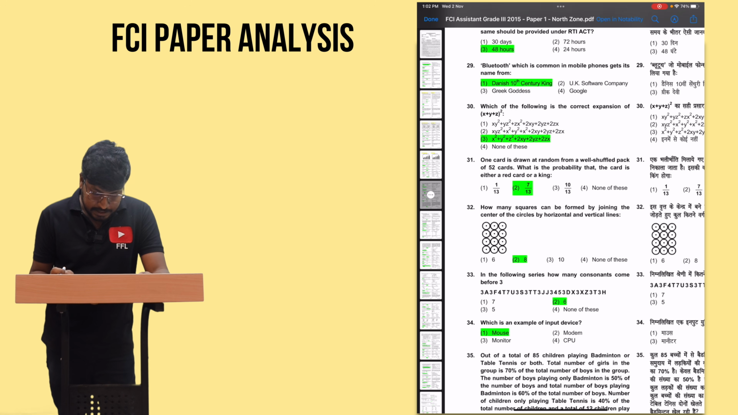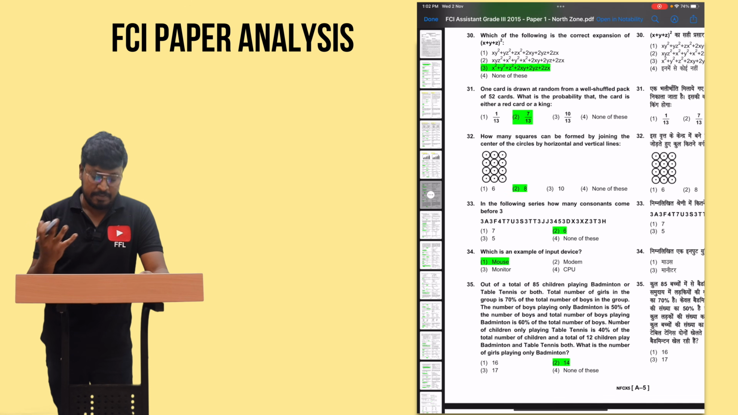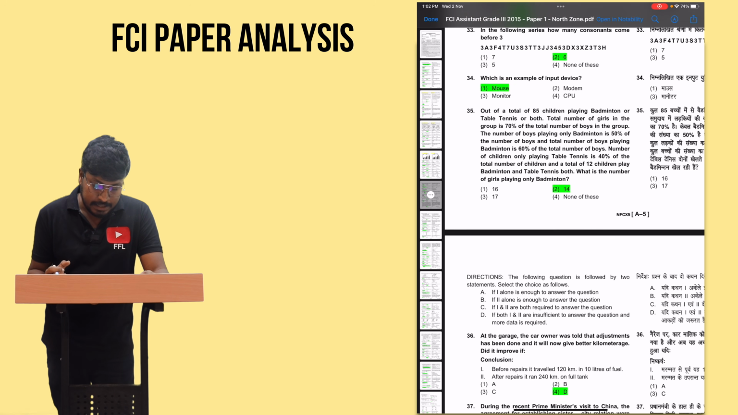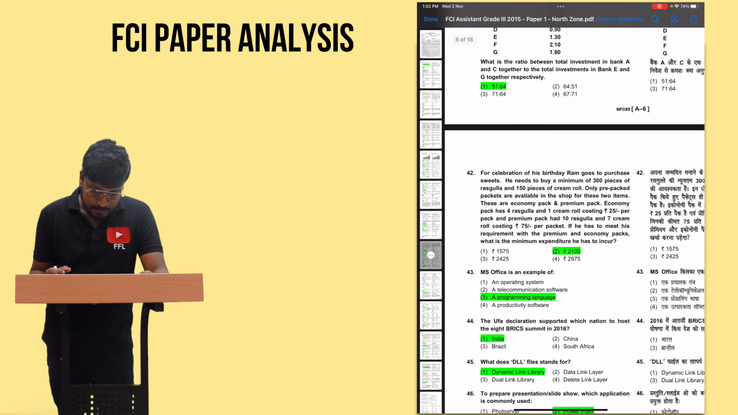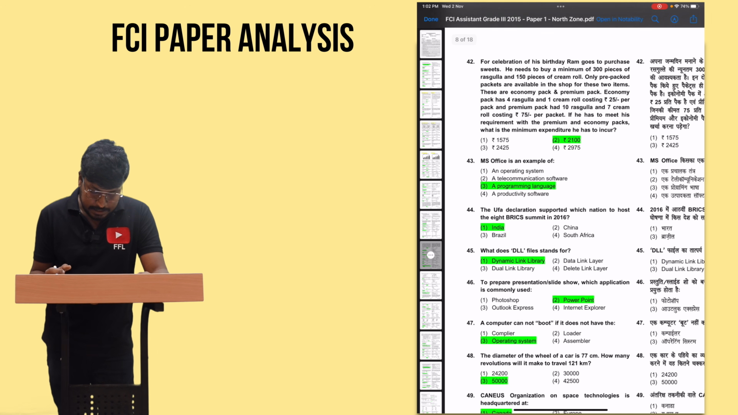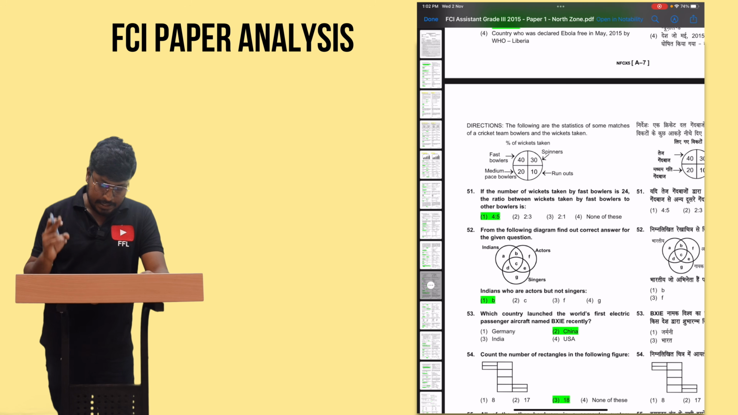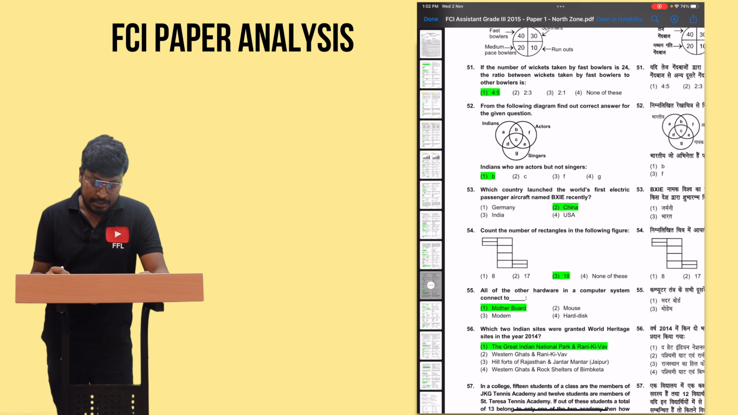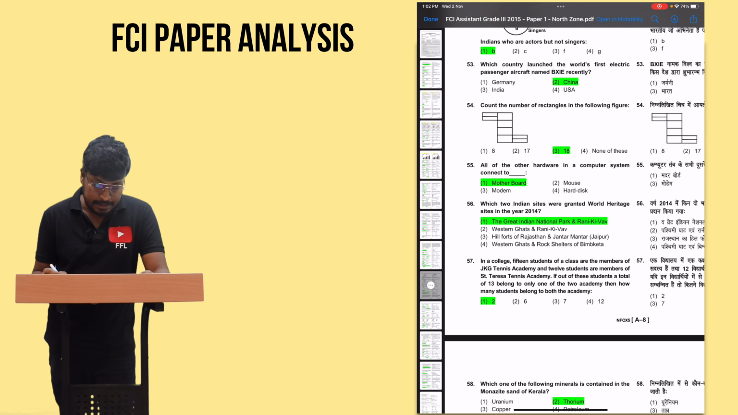So probability, the 31st question is probability. The 32nd question is how many cubes are there, how many squares are there, those kinds of questions. 33 is element series. 35 is percentage, a basic percentage question. Again the 51st question, I think it's a DI question, only one DI question. The 52nd is a set theory question. Count the number of rectangles. 54th, how many rectangles are there?